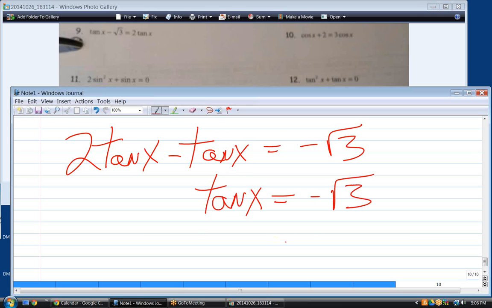Where does that occur? Check your 30, 60, 90 triangle. What first quadrant does that occur in? 60. Okay, which quadrants are we in? First and third. No, it's negative. Negative.